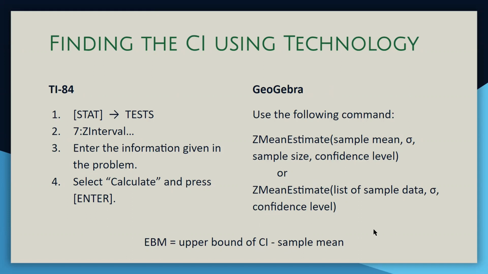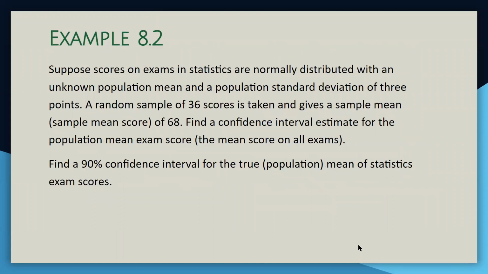I'd like to do 2 examples really quick to show you what this looks like. So example 8.2 says, suppose scores on exams in statistics are normally distributed with an unknown population mean and a population standard deviation of 3 points. A random sample of 36 scores is taken and gives a sample mean of 68. Find a confidence interval estimate for the population mean exam score. Find a 90% confidence interval for the true population mean of statistics exam scores.